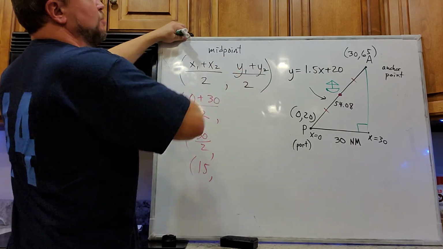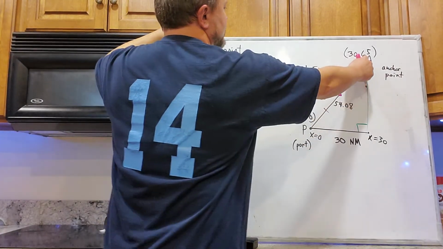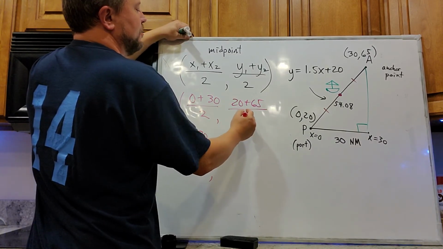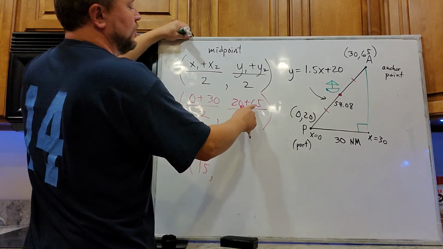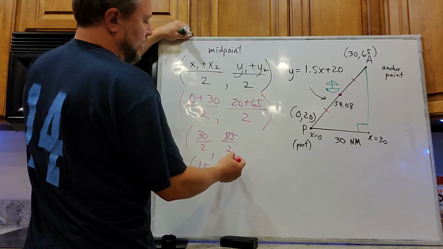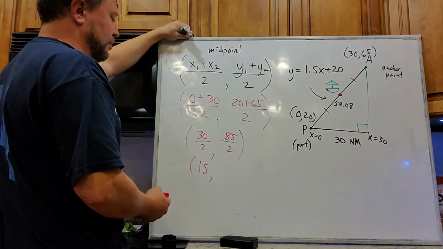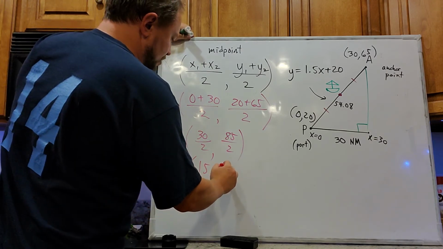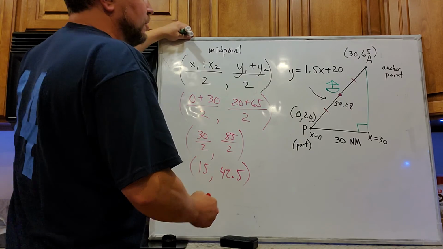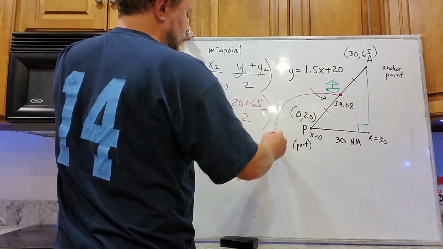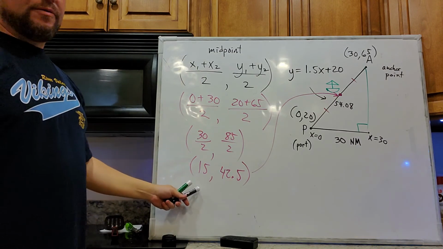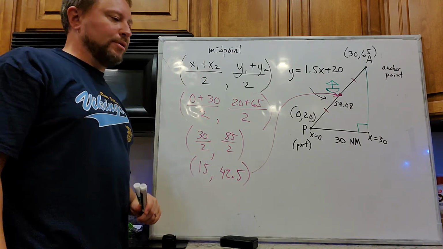We do the same with the y values. See the 20 and the 65? We're going to add them and divide by 2. Well, you add them, you get 85. And half of 85 is 42 and a half. So this midpoint right here is located at the coordinates 15 and 42 and a half.